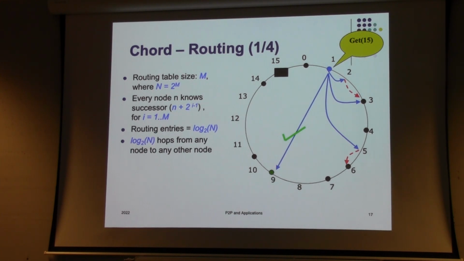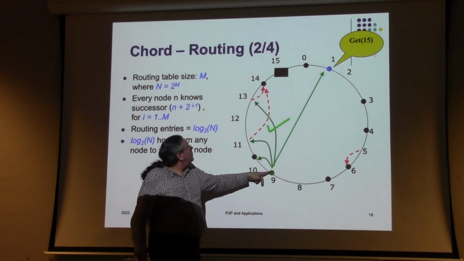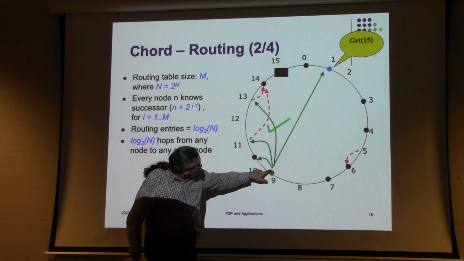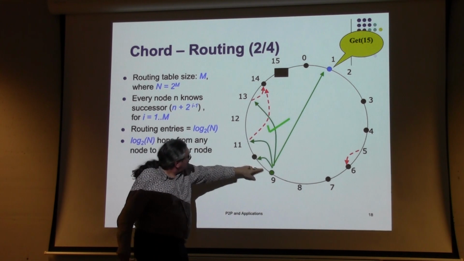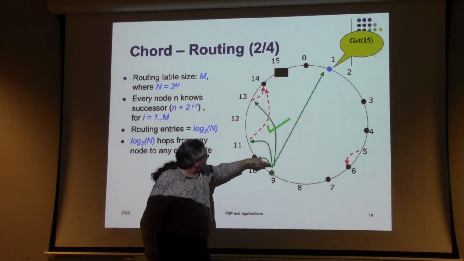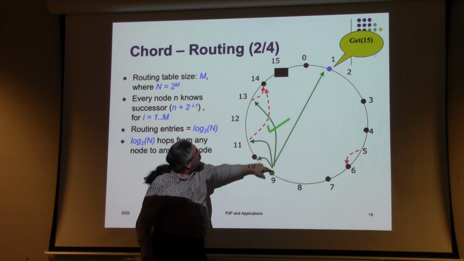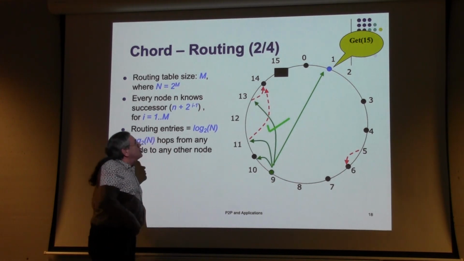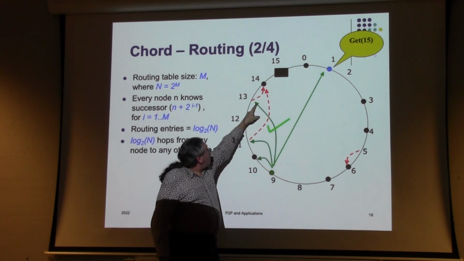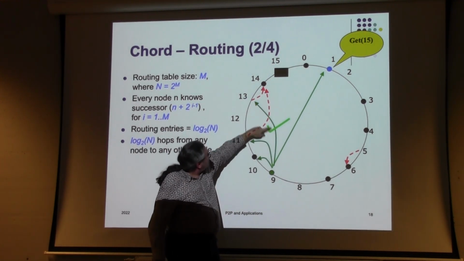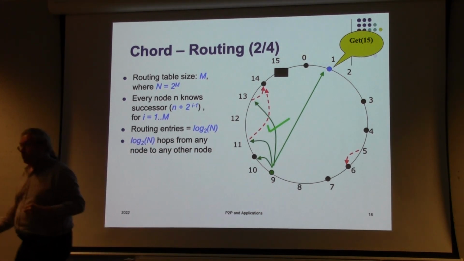That's the first stop. And now I'm at node 9. And I still want to get 15. Well, I also have a routing table at node 9. Entries 1, 2, 3, 4. This one goes to 10. This one goes to 14. This one also goes to 14. And this one goes to 1. So I want to go to 15. Well, the one that goes farthest and is less than 15 is this one. It goes to 14. So I'll follow this one. That's the second hop.